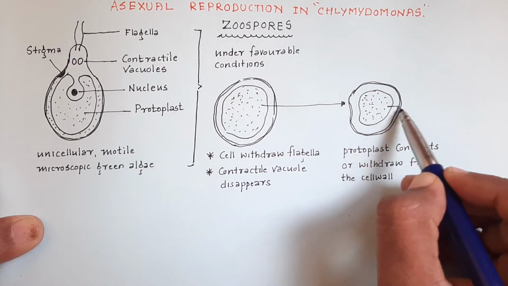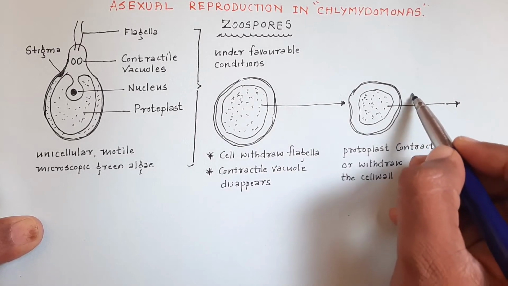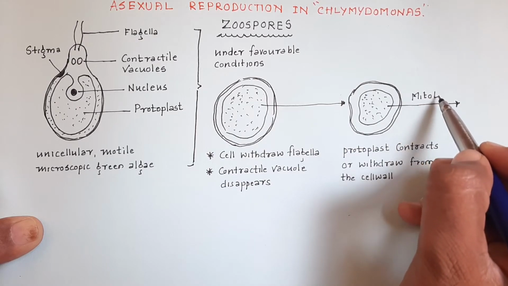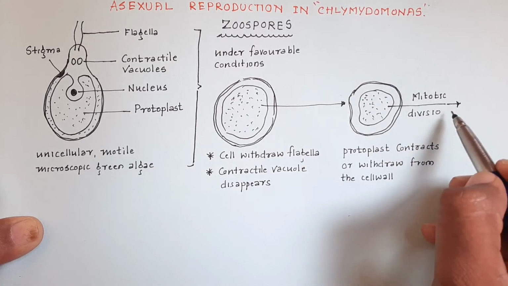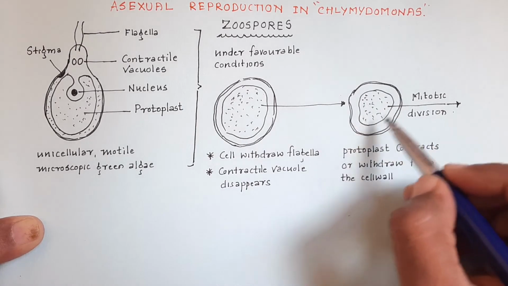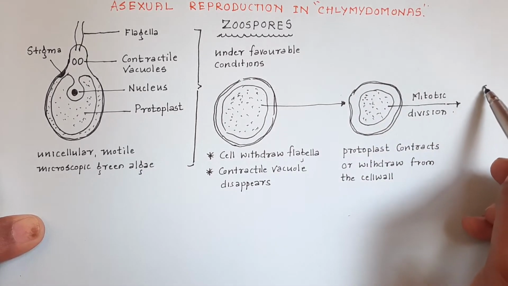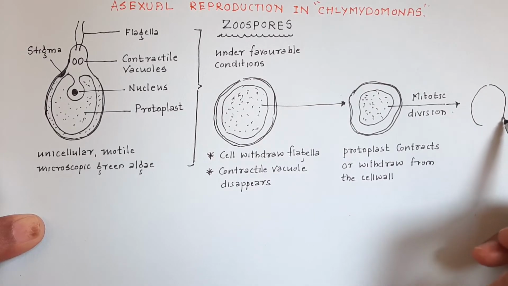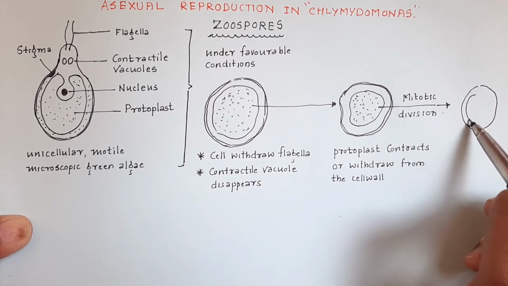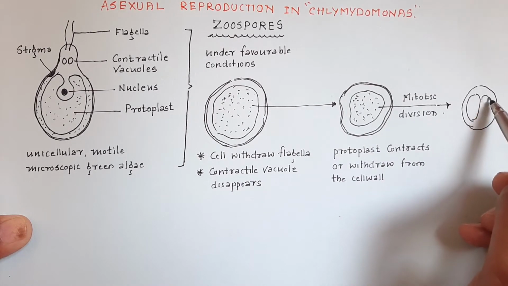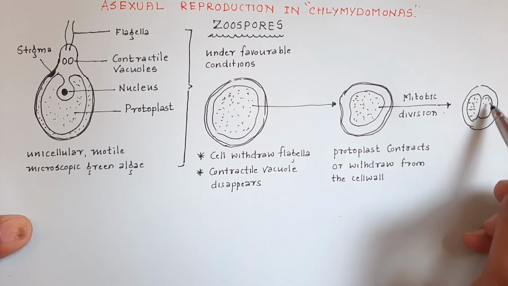Then there is a major change: mitotic division takes place in the protoplast. The protoplast undergoes mitotic division and hence produces daughter cells. Two daughter cells are produced by longitudinal division.